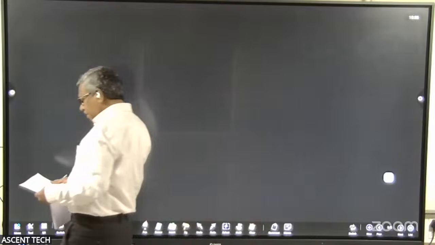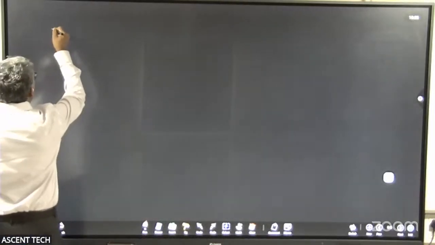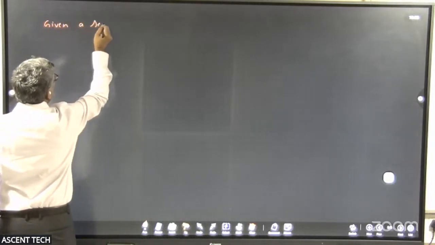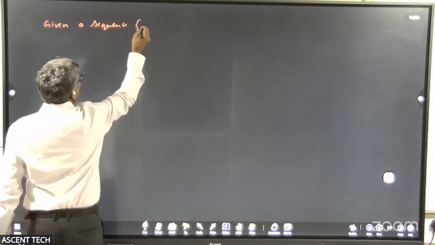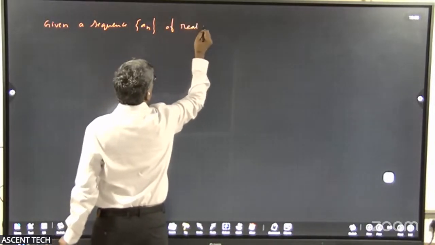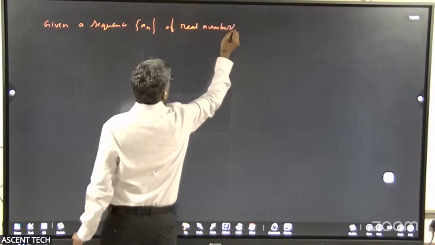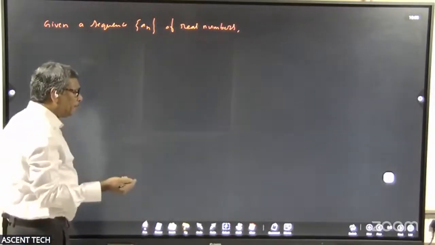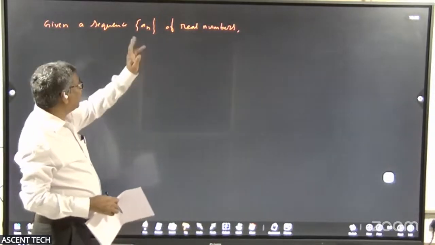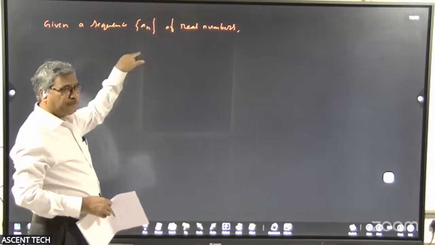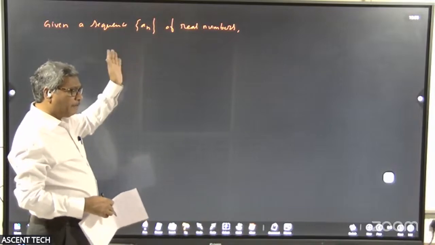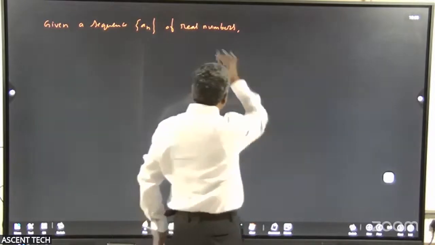Next, I'm just going to introduce a small concept, nothing much in this. Given a sequence an of real numbers, we will introduce what is called the limit supremum. Supremum makes sense. It is a bound because it bounds every one of them, and it's the smallest possible bound. That means if you take anything less than that bound, some of them will pass it.